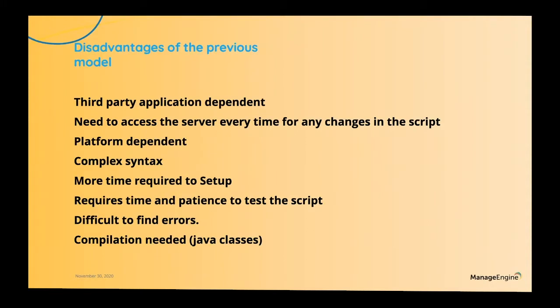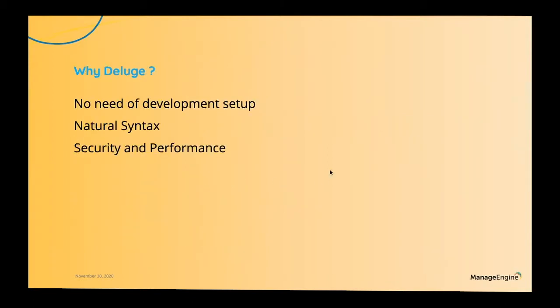And then in case of Java classes, I hope most of you would not have tried Java classes, but still we have provided the option to use the Java classes as well. For that, you need a little more complex process of compiling it, finding the libraries and getting them added. So these are the disadvantages we had with our previous option of programming in ServiceDesk Plus, and that's why we brought in this integration with Deluge.